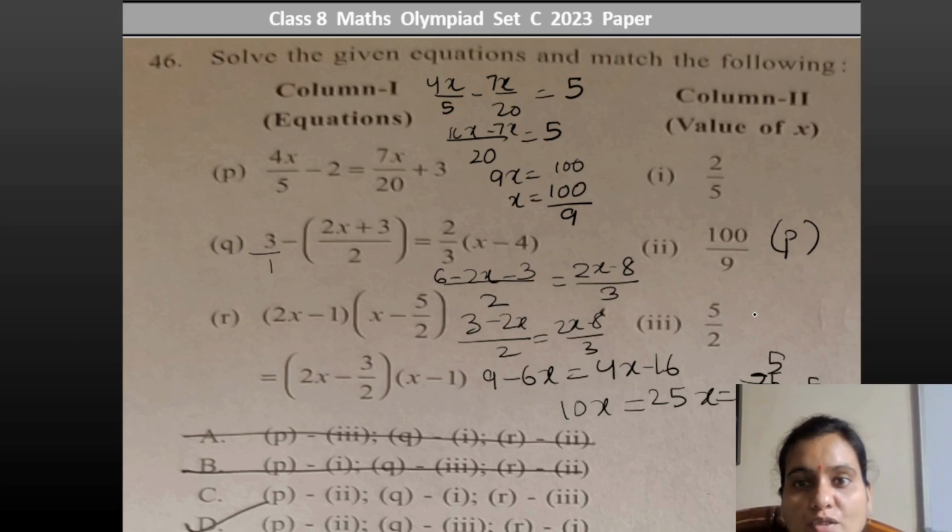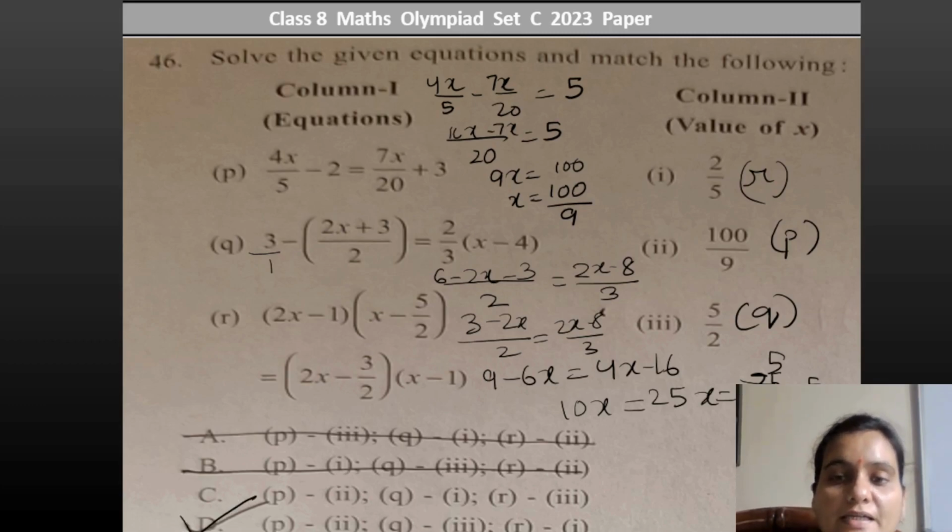So the correct option for Q is bit 3 on the right hand side, column 2, bit 3. So I am writing here Q on this side, and 3 wherever the answer is, right? So what is left? R. R definitely will be 1. There is no doubt about it. Even without solving, you can say now R is bit 1. So if you see, the correct answer will be P2, Q3 and R1, which is option number D. So for question number 46, option number D is the correct answer.